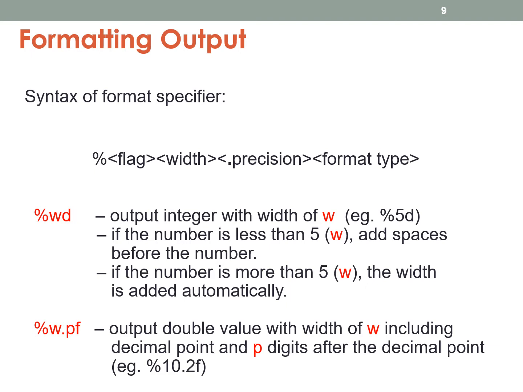For values with a decimal point, we can use %w.pf, where w refers to the width including the decimal point and p is the number of digits after the decimal point. For example, %10.2f, where the width is 10, that includes the dot of the decimal point, and it will show up to 2 precision values.